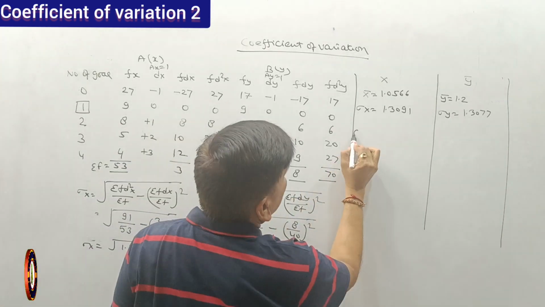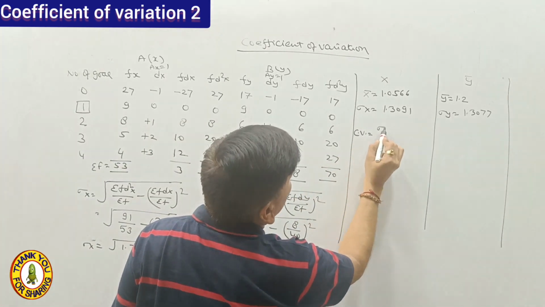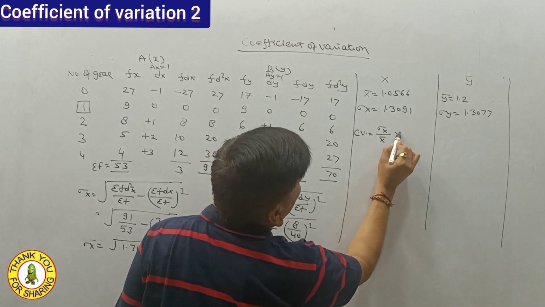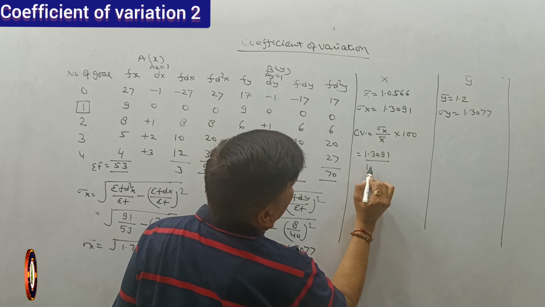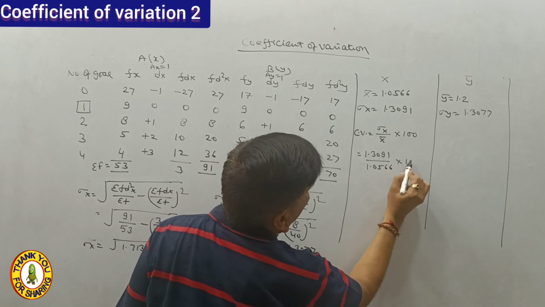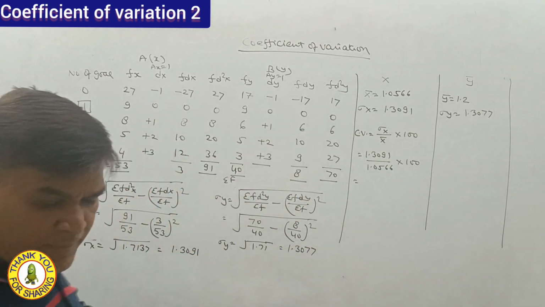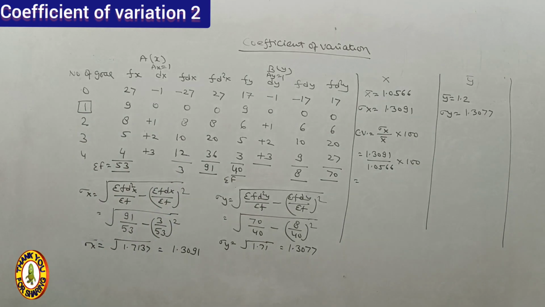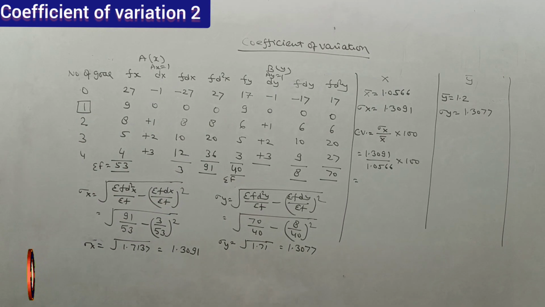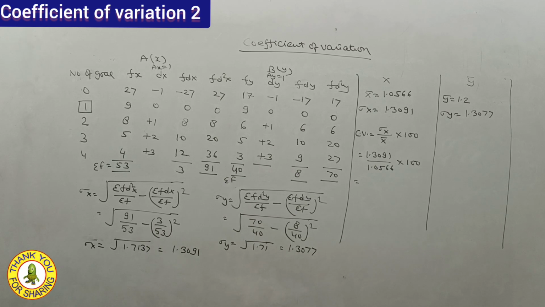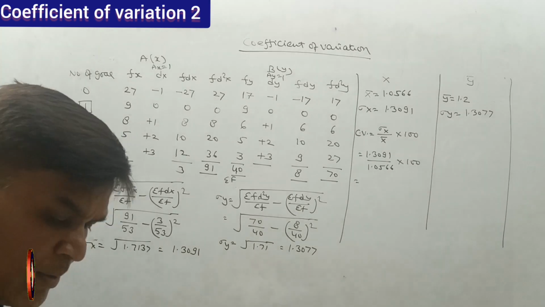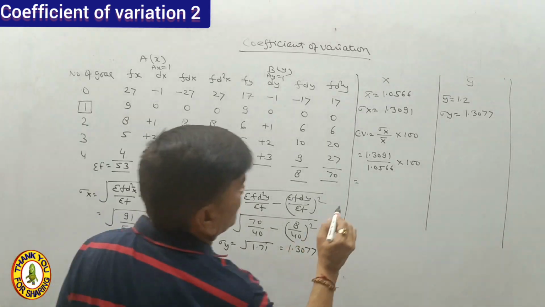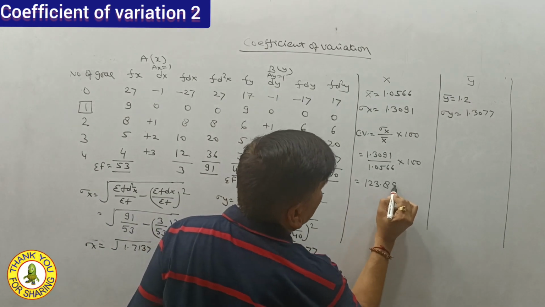Now CV. CV of the first series is standard deviation of x divided by x bar multiplied by 100, that is 1.3091 divided by 1.0566 multiplied by 100, that is 123.89%.